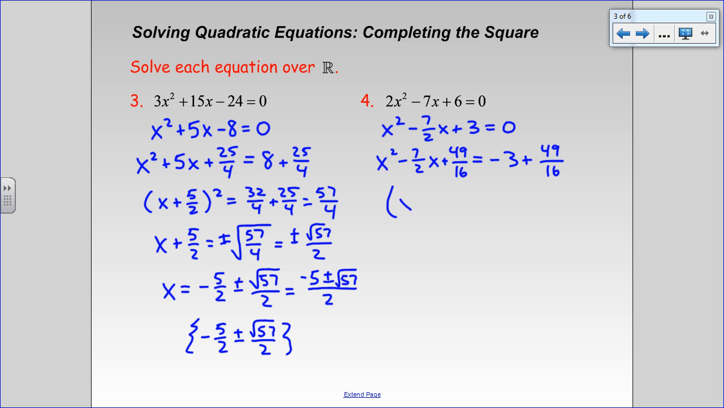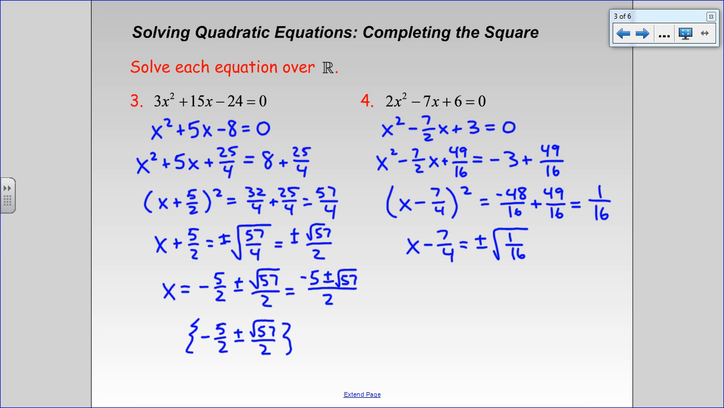Factoring the left-hand side, we have the quantity x minus 7 over 4 squared. On the right-hand side, let's get a common denominator. Negative 3 would be equivalent to negative 48 over 16, but we're adding 49 over 16. So the right-hand side simplifies to 1 over 16. Take the square root of both sides. And since the square root of 1 over 16 would be 1/4, we have plus or minus 1/4 on the right-hand side.